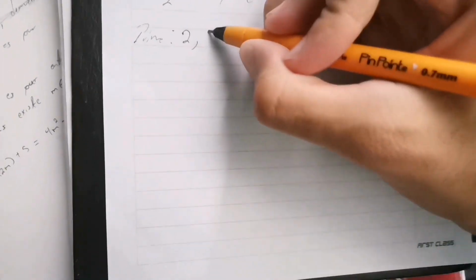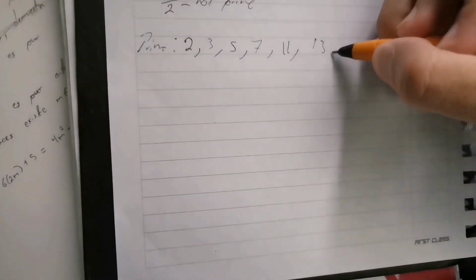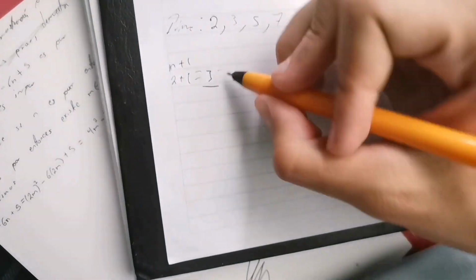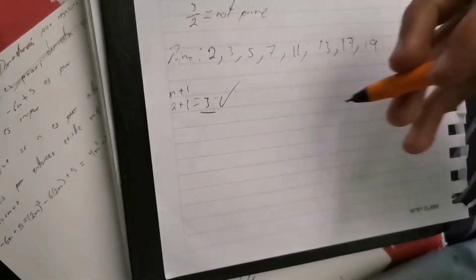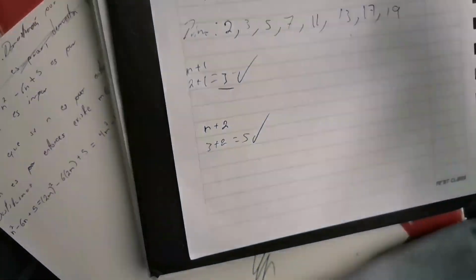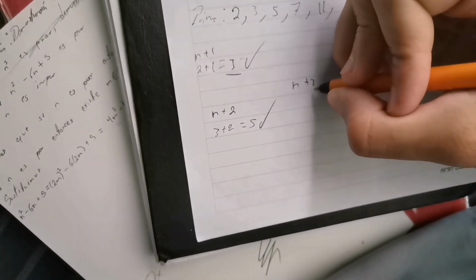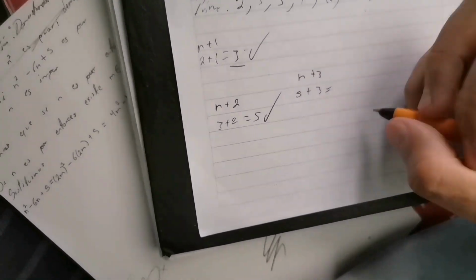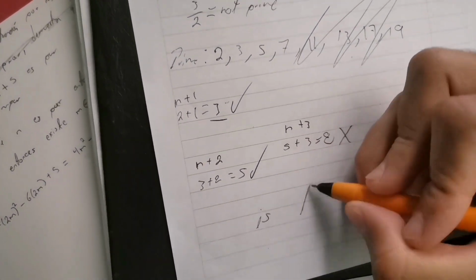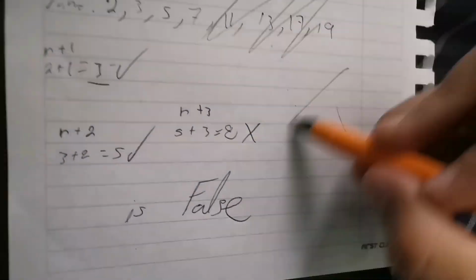First, we have to write the prime numbers. In this case, I'm going to write the numbers, and now I'm going to substitute the values. The first value, 2, is correct, the second is also correct. This example, in this case, is not correct, and so the sentence is false.